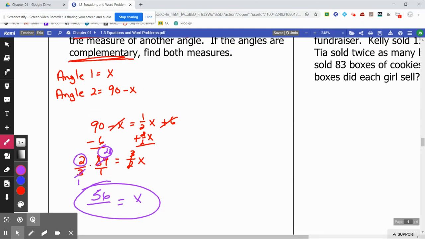So x is 56. So let's go back up here. So your x is 56. That's your first angle. 90 minus 56 would be 34, would be your other angle. So find the measures of both angles. So 56 degrees and 34 degrees are the two angles.